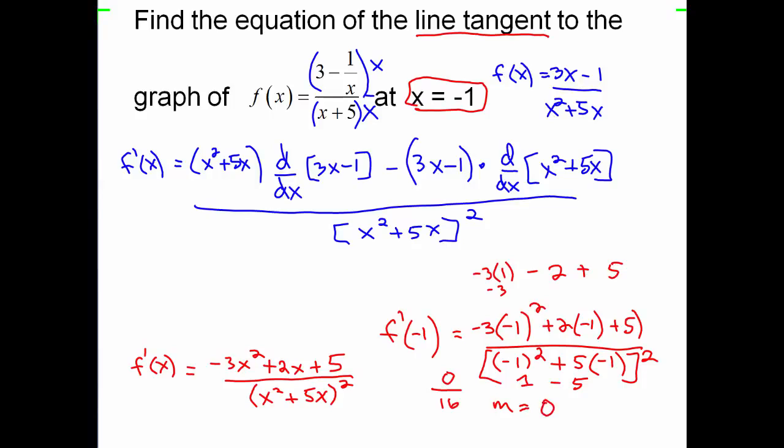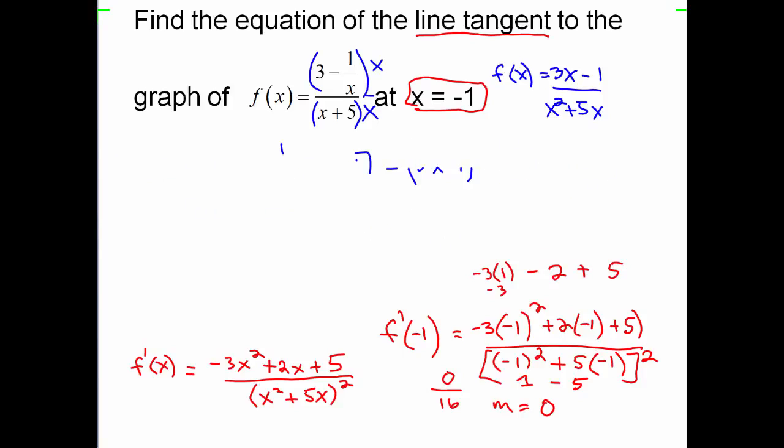Okay, let me erase some of this right here. Now recall, if we need to find the equation of the tangent line, we need the slope and a point. So we know the slope of the tangent line is equal to 0. So we need a point.